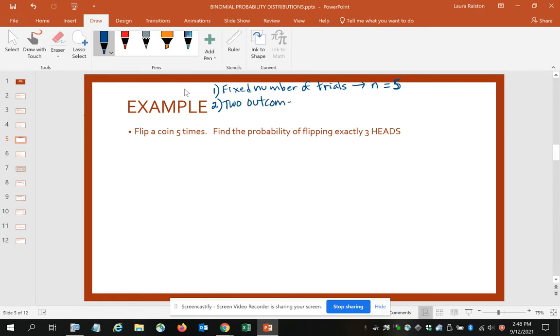outcomes. Well, again, hopefully you realize that when you flip a coin, your options are you're either going to flip a head or you're going to flip a tail. So I do have 2 outcomes. Third is that your trials are independent.